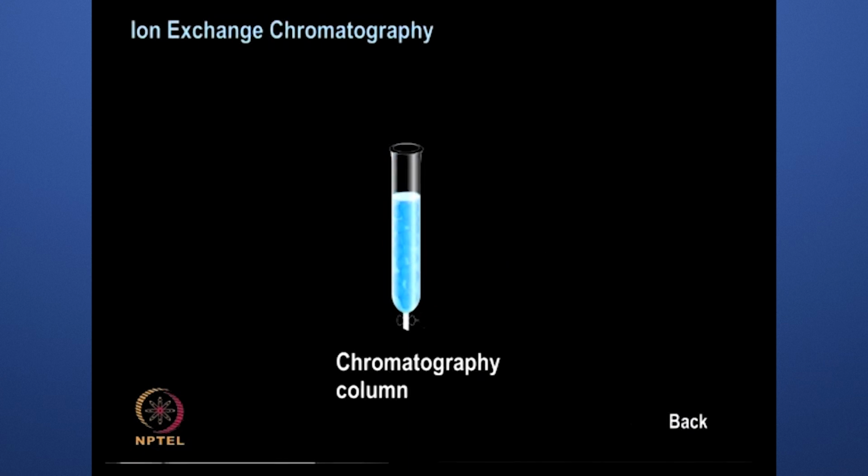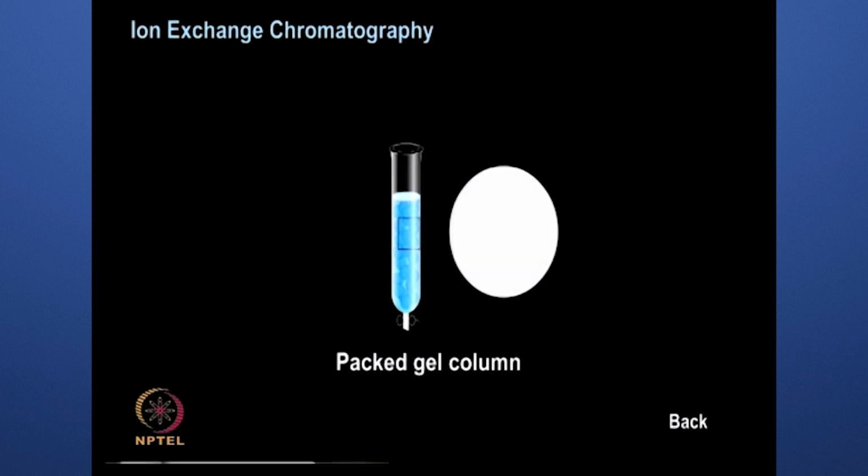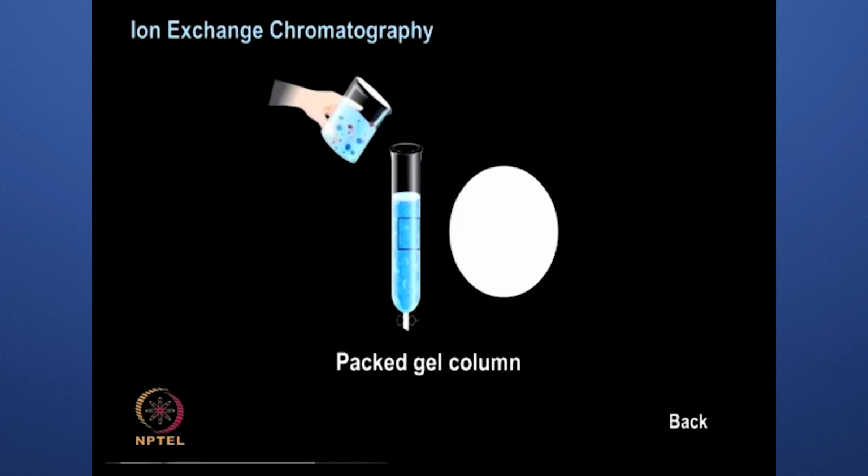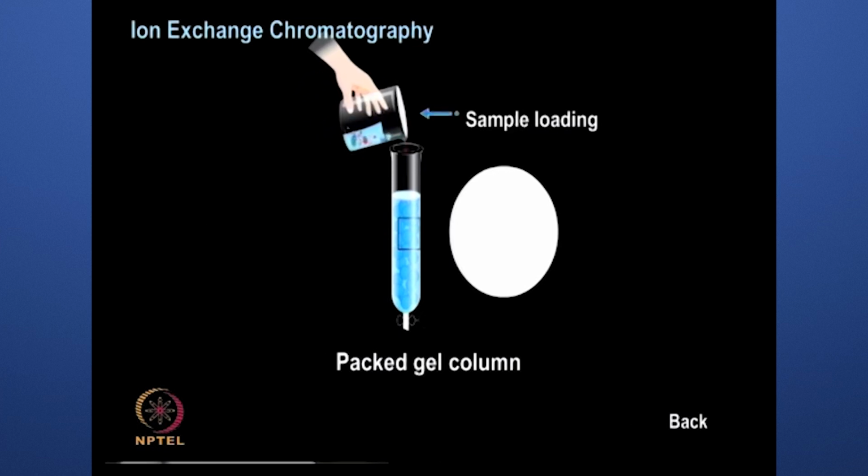The column is packed with a suitable cation or anion exchange resin depending upon the charge of the protein that needs to be bound to the column and purified. The anion exchange column is then loaded with the impure protein mixture consisting of various positively and negatively charged proteins.